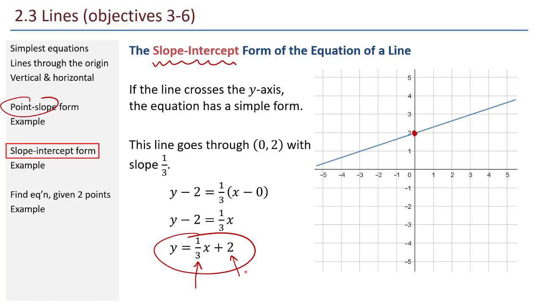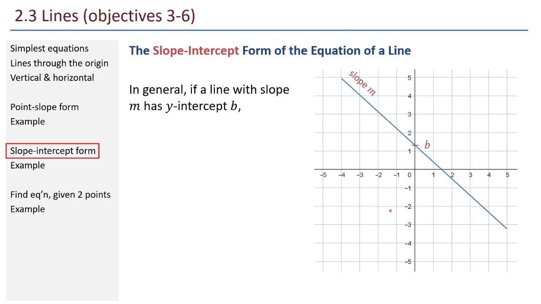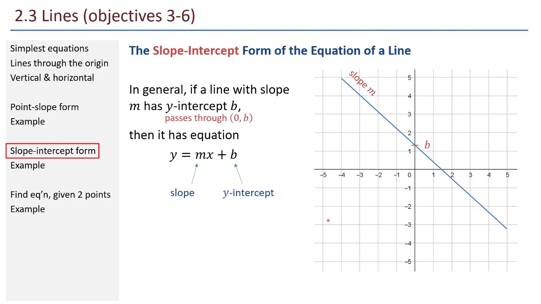Here's the process in general. In general, if a line with slope m has y-intercept b, now the intercept is just a number b, but that also means that it passes through the actual point (0, b). So if a line with slope m has y-intercept b, then it has equation y equals mx plus b. So m represents the slope of that line, and b represents the y-intercept.